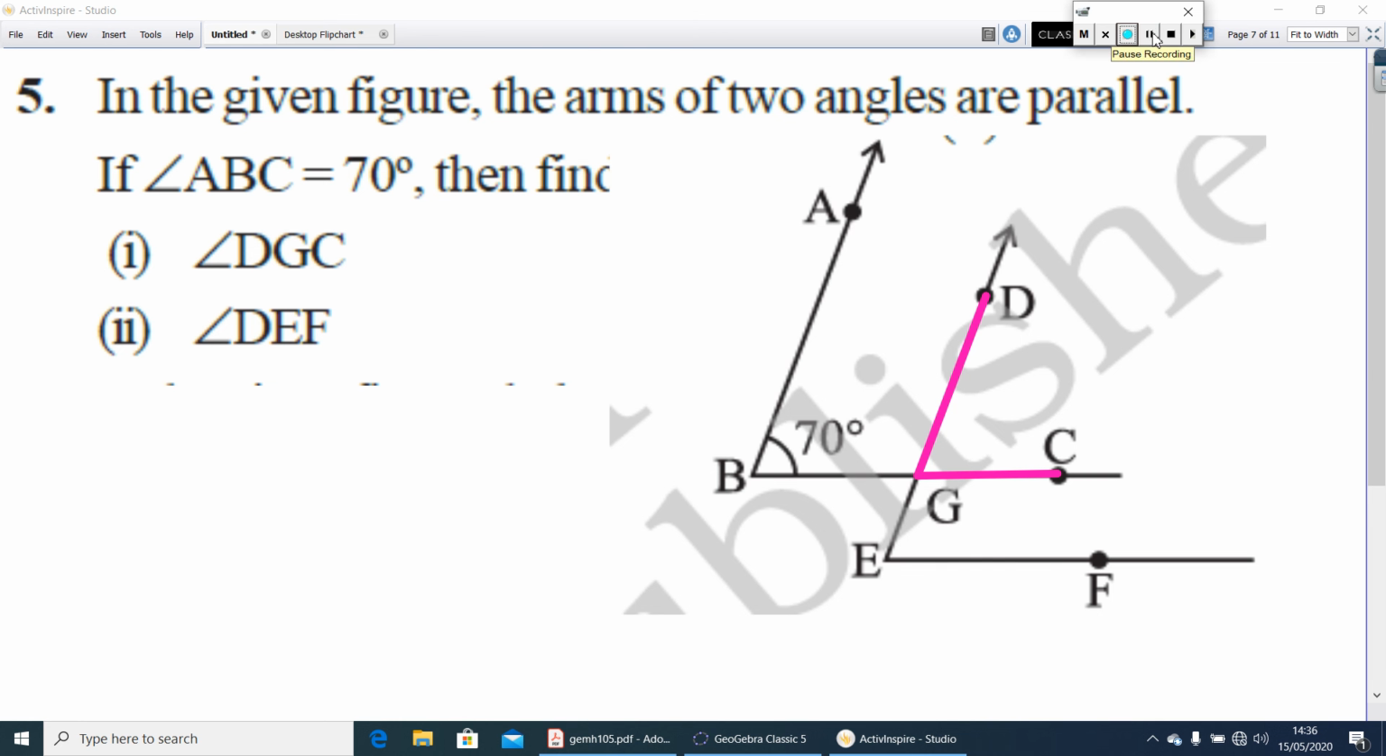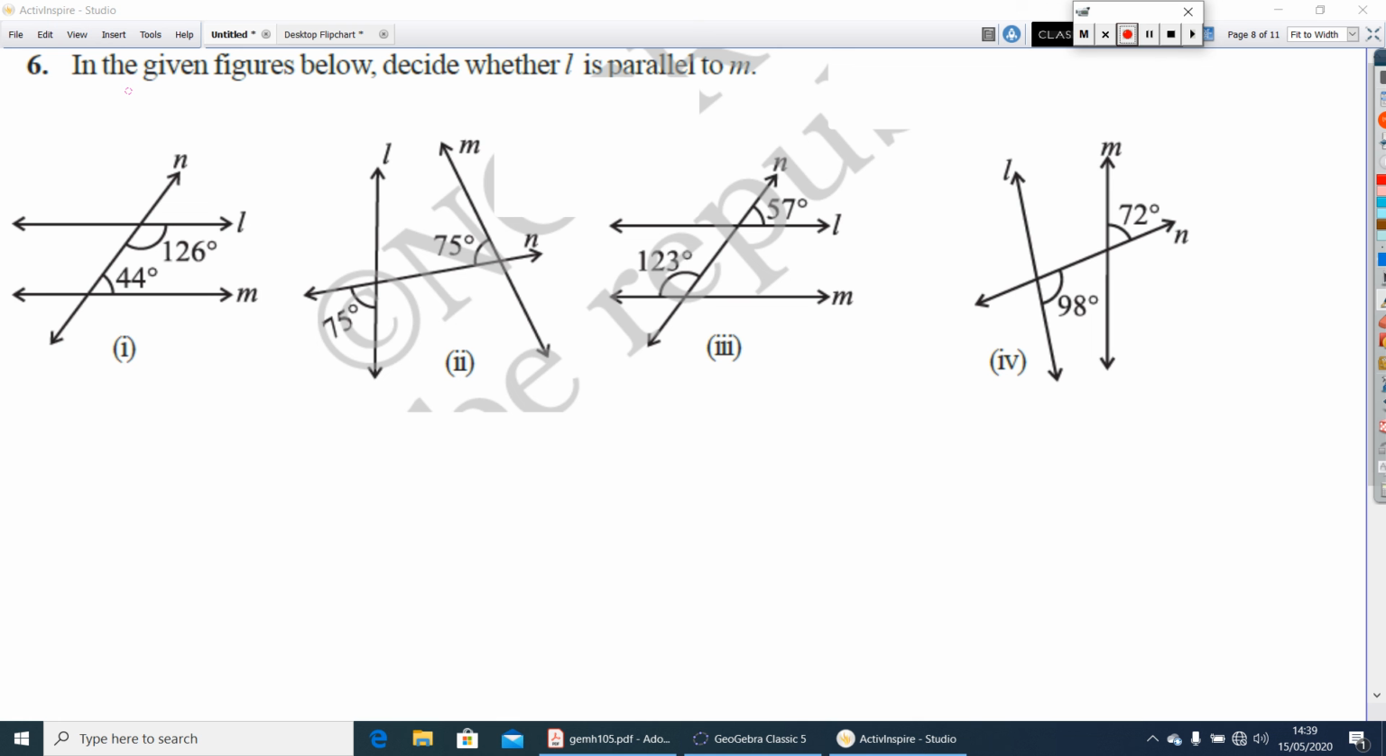This is the last question. In the given figure below, decide whether L is parallel to M. You have to check whether these two lines are parallel. So three conditions you already learnt. Here angles on the same side of the transversal are given. If you add these two angles and you get 180 degrees, you can say lines are parallel and write the reason.